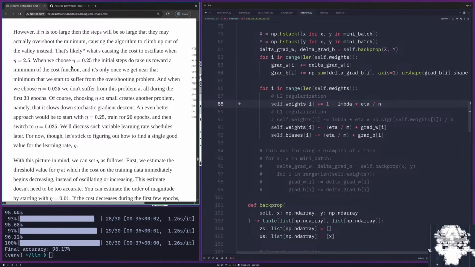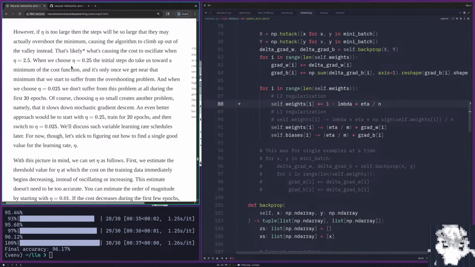When we choose eta equals 0.25, the initial steps do take us towards a minimum of the cost function. And it's only once we get near that minimum that we start to suffer from the overshooting problem. And when we choose eta equals 0.025, we don't suffer from this problem at all during the first 30 epochs. Of course, choosing eta so small creates another problem, namely that it slows down stochastic gradient descent.